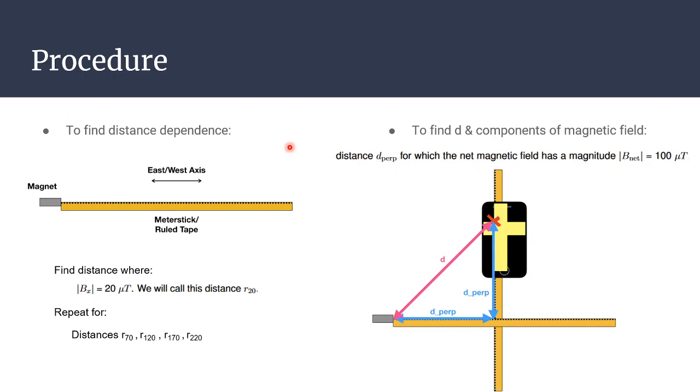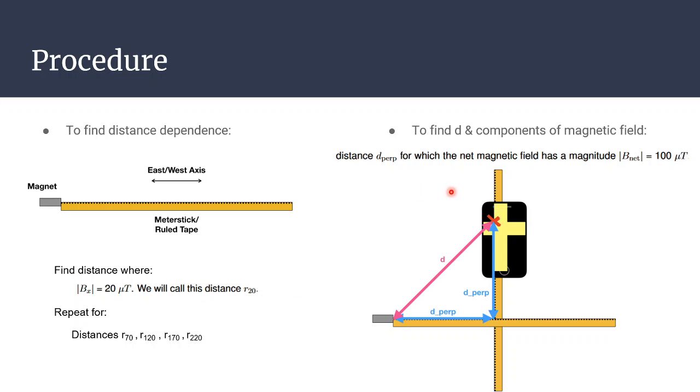So for our procedure, we first wanted to find the distance dependence, and we did that by taking our phone and the magnetometer app and running that parallel to our meter stick and our magnet to find the distance where the magnetic field in the x direction had an absolute value of 20 microteslas. And then we repeated that for these other distances.